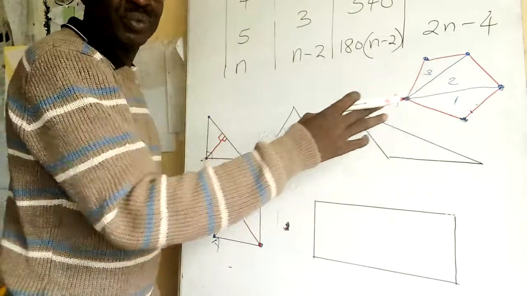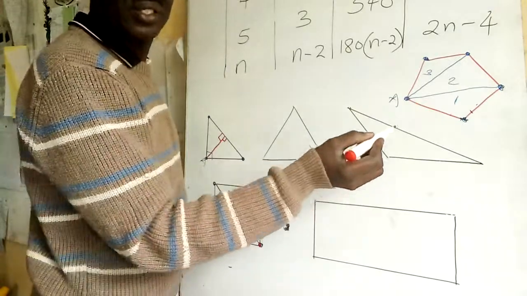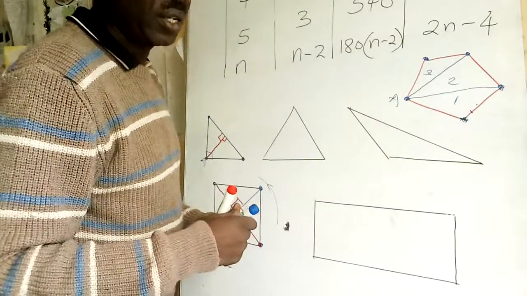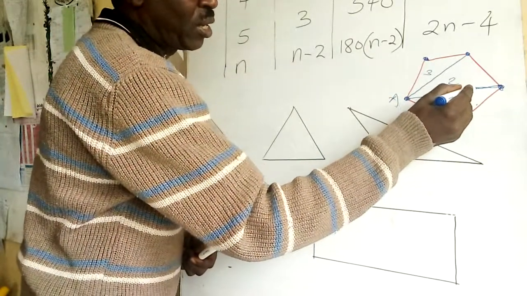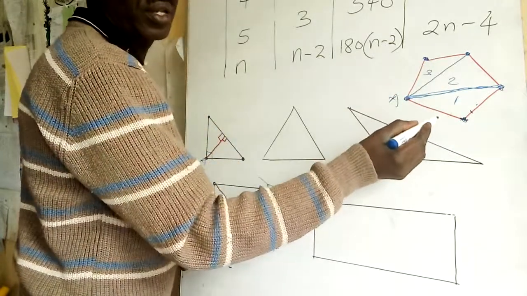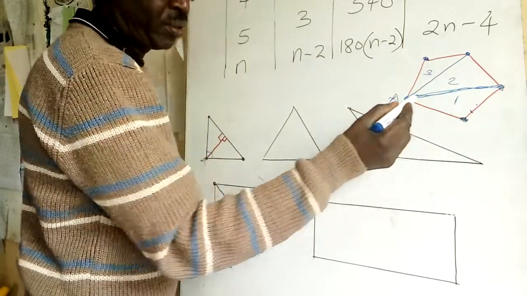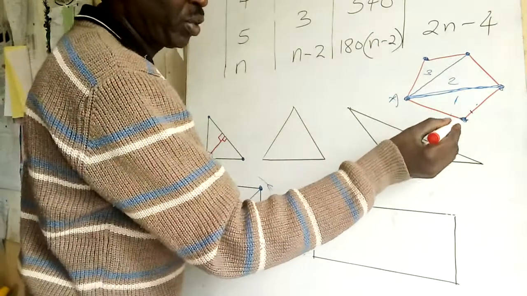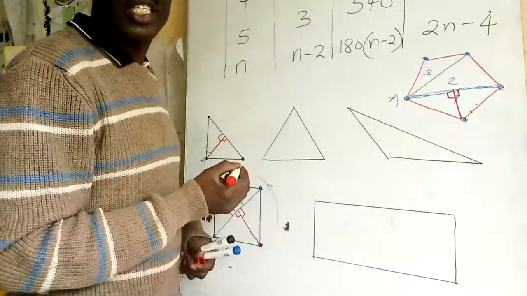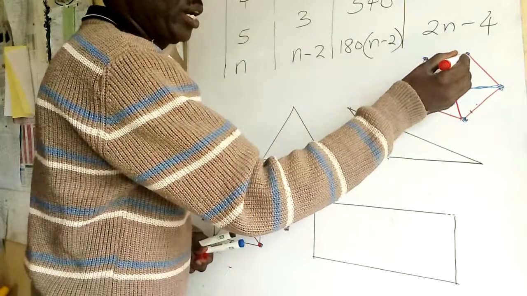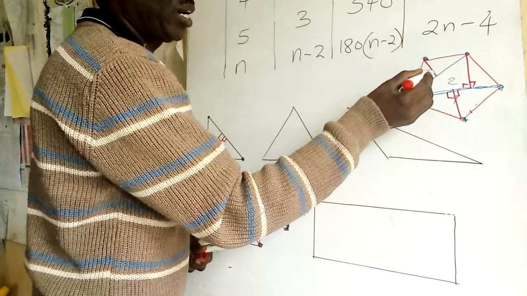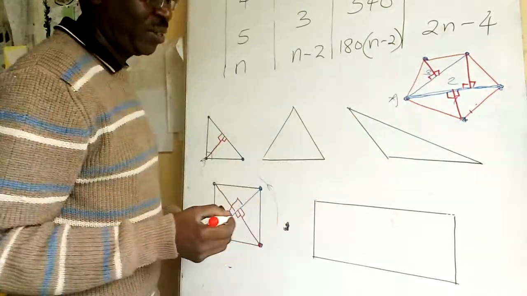Let us go to this line here, this line here, this one, this line here, and I will pick this point here. So from this point, now you see I have 90, 90, 90. Again from here, I have 90, 90. Again from here, I have 90, 90. Okay?